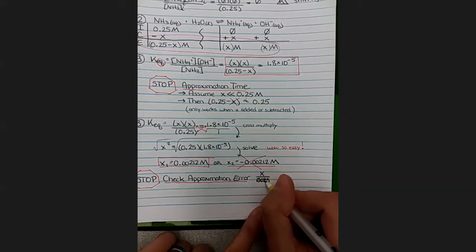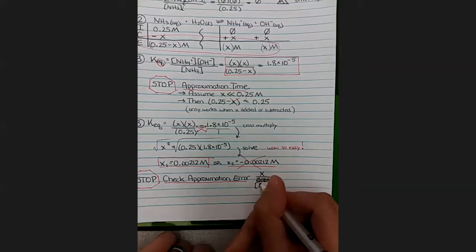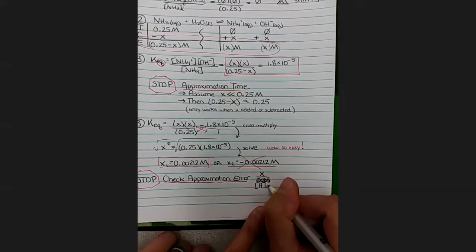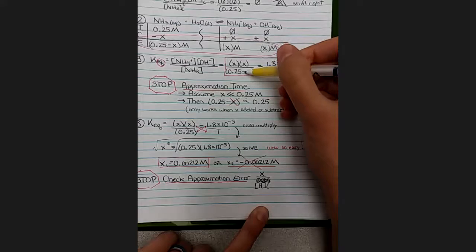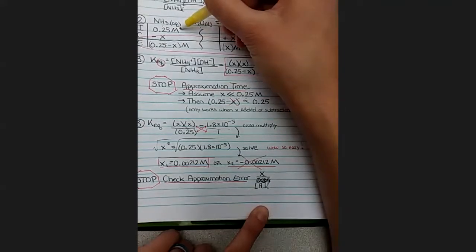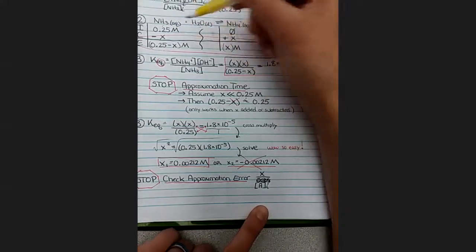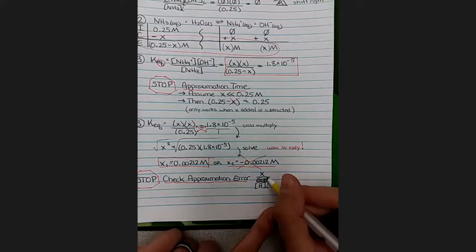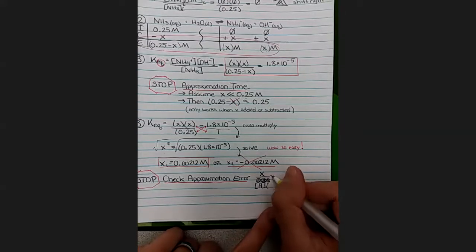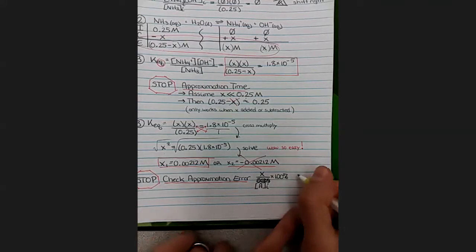And I wasn't going to write 0.25. I was going to write the initial concentration of A. That's where this number came from. The initial concentration of this thing, I assumed it was much larger than x, so now I'm going to test whether it is actually much larger than x. So I'm going to take x over that number, and I'm going to multiply by 100%.